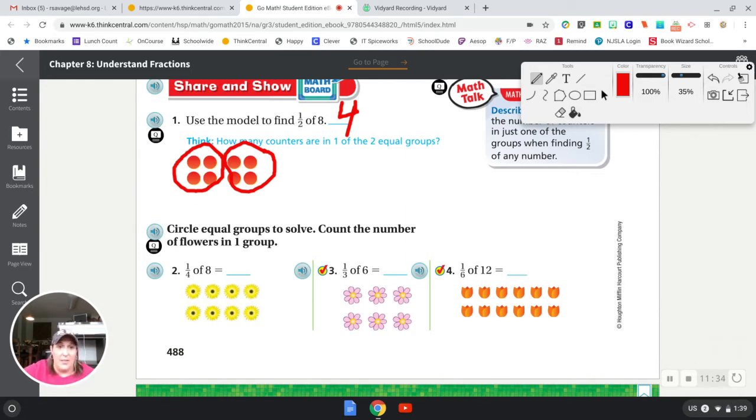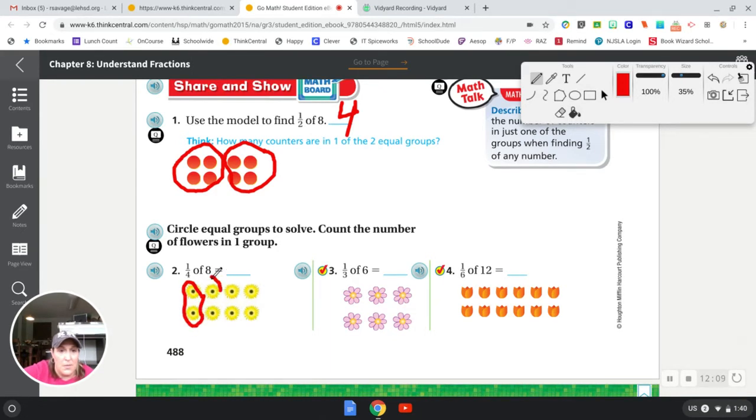These get a little tricky, so take your time. Circle equal groups to solve. Count the number of flowers in one group. We want to find 1/4 of 8. Look at your denominator. That's how many groups you need. That's how many groups. Not how many flowers in each group, how many groups. So let's look. I need to make 4 groups. How am I going to make 4 groups out of these flowers?